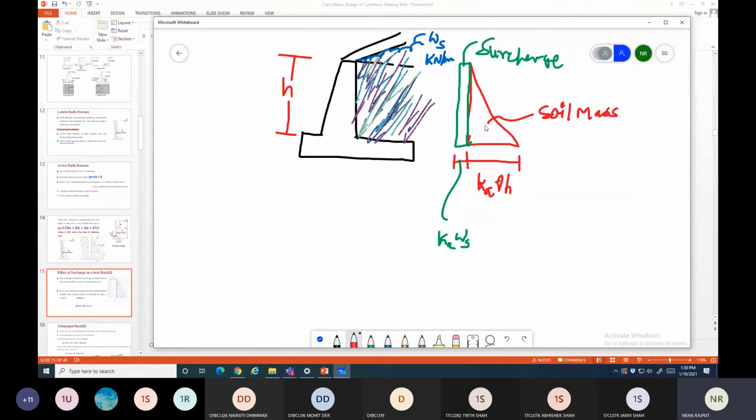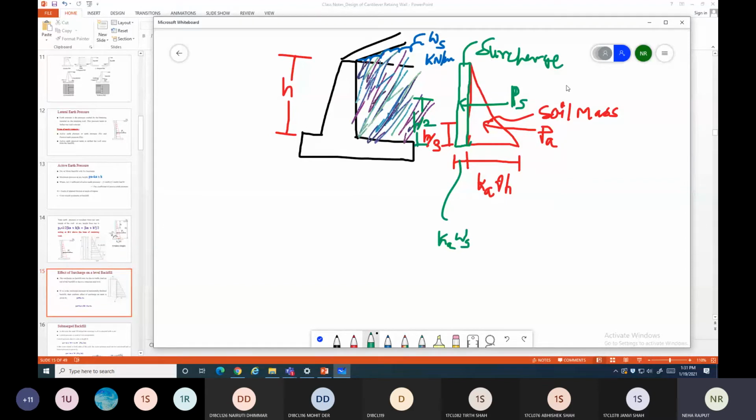Due to this soil mass, the pressure acting is known as active pressure. This active pressure is acting at a distance of h by 3 from the base of the stem, and this surcharge pressure will act at the center because this diagram is a rectangle, and the CG of a rectangle is at the center. So this pressure is PS, the surcharge pressure, and it is acting at a distance of h by 2.